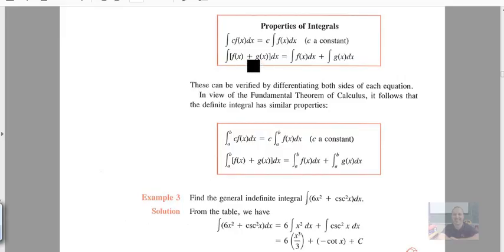Also, if you have 2 separate functions, like x cubed plus x squared, you can take the individual integral of each and add them. Okay? And that's the same for definite integrals as well.